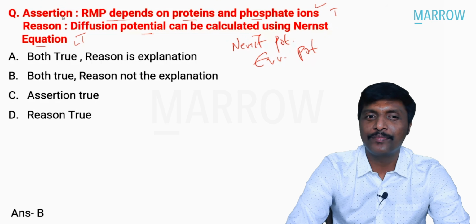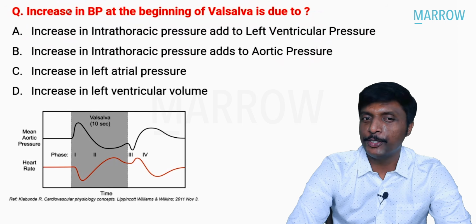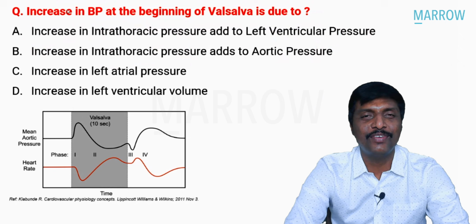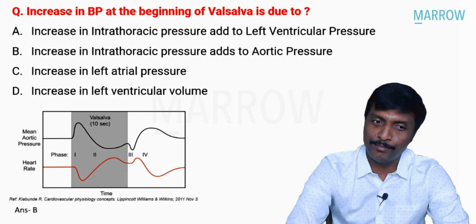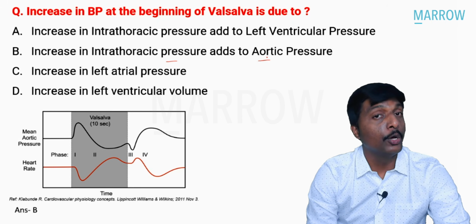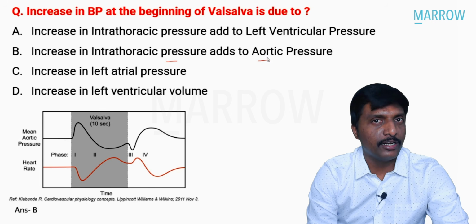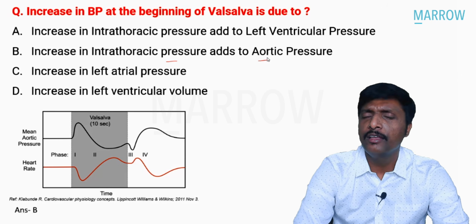Next question. Increase in BP at the beginning of Valsalva is due to, any guess, Valsalva maneuver? The answer for the question is very simple. It is the increase in intrathoracic pressure adds to aortic pressure. Now, this graph analysis is very important. Definitely a question for the future. I'm telling you guys, this explanation, please listen deeply.